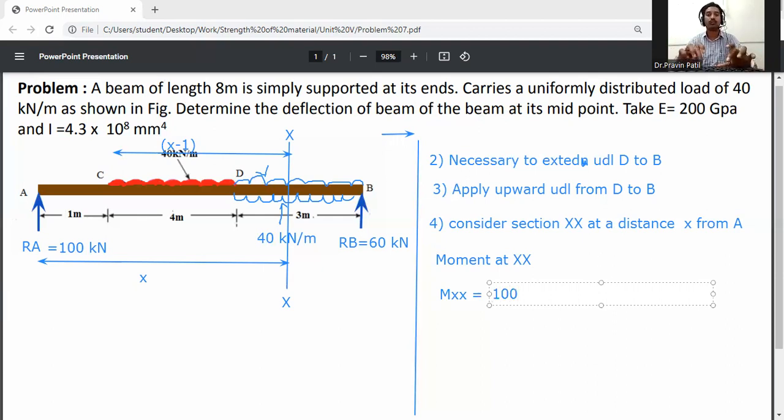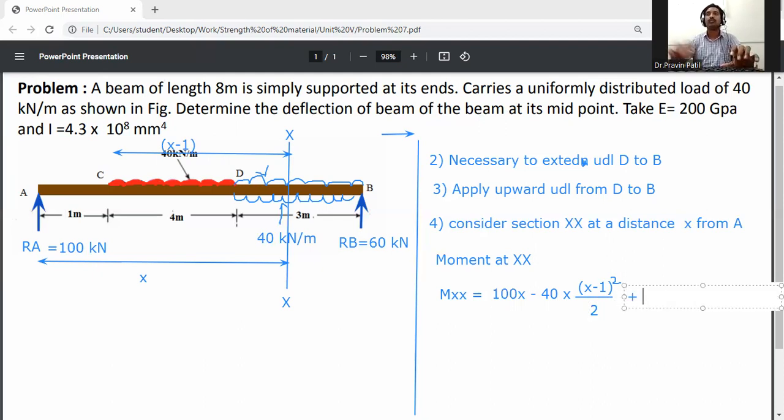100 into x, then minus 40 into. So first of all, convert it to point load, that is in bracket x minus 1. Then again, it will be the center of x minus 1 by 2. So it will be x minus 1 square divided by 2.